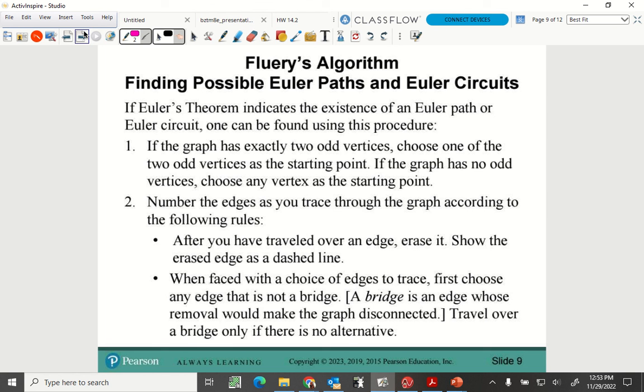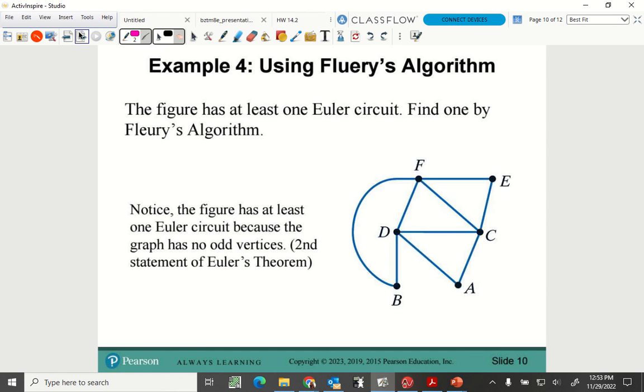Number two, number the edges as you trace through the graph according to the following rules. Okay, this right here sucks. Don't do this, because I want you to erase stuff and bridges and all this. It's a mess. Let's make life a whole lot easier. What's the first thing I did on that previous problem? I counted the edges at the vertices first. I got the degree, so let's do that first. Let's find the degree here.